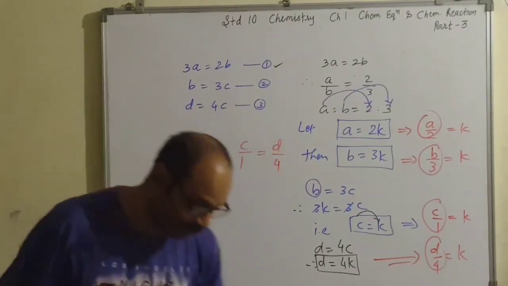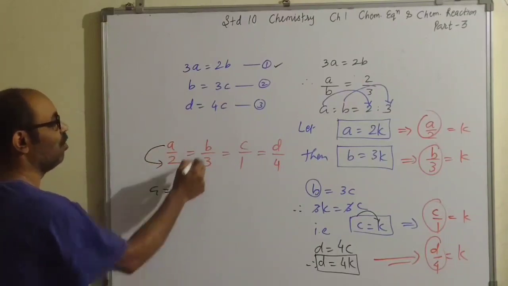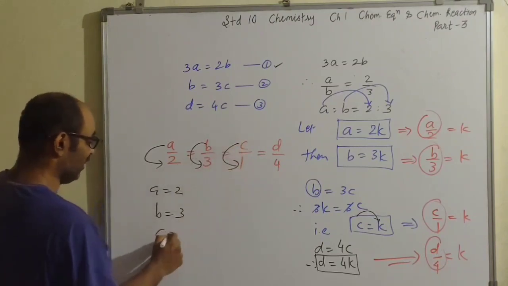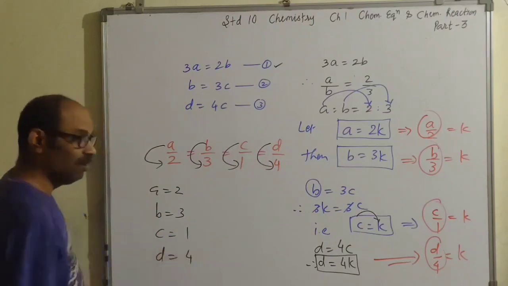So here you got the value of A, B and C. What is A? A is equal to 2. What is B? B is equal to 3. What is C? C is equal to 1. What is D? D is equal to 4.